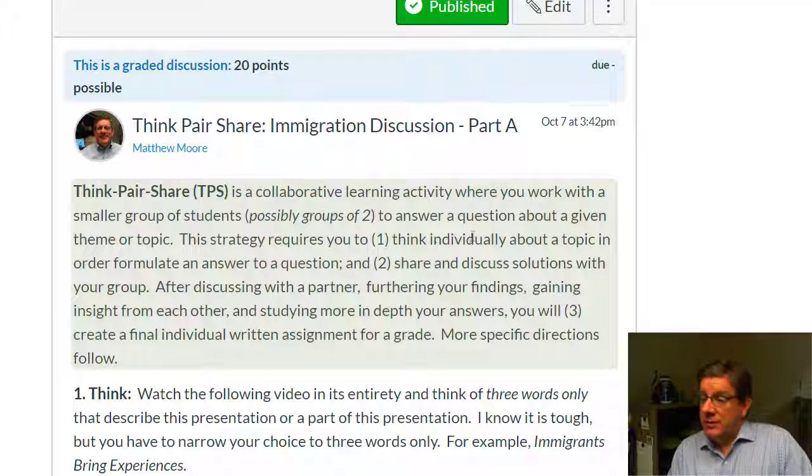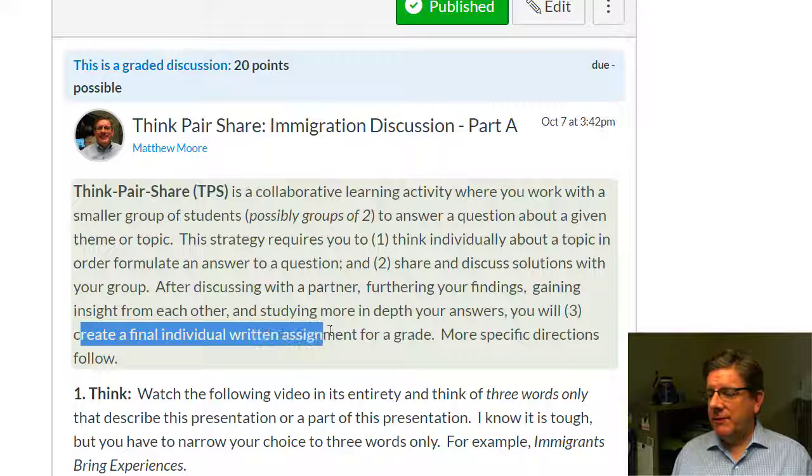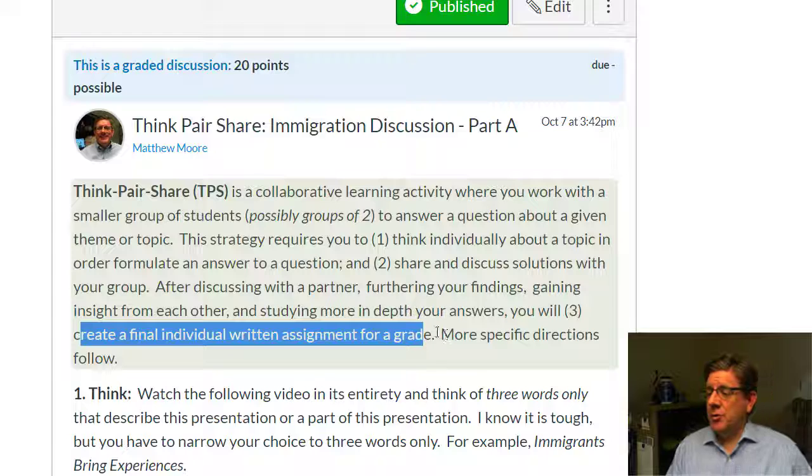The strategy requires you to think individually about a topic in order to formulate an answer, share and discuss solutions with your group, and then after discussing, furthering your findings, communicating with each other, and then finally in step 3, they're going to create a final individual written assignment for a grade.